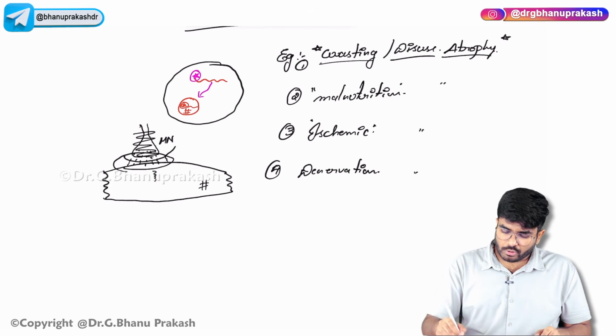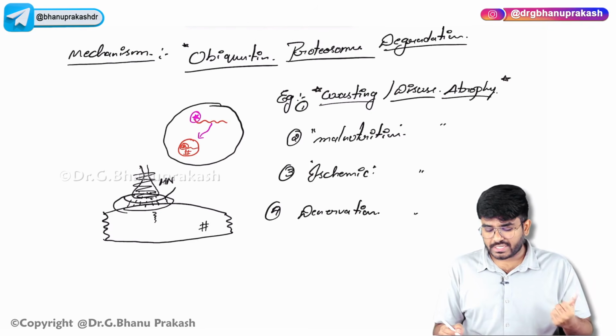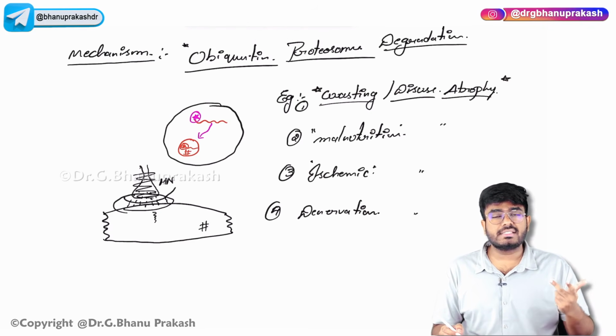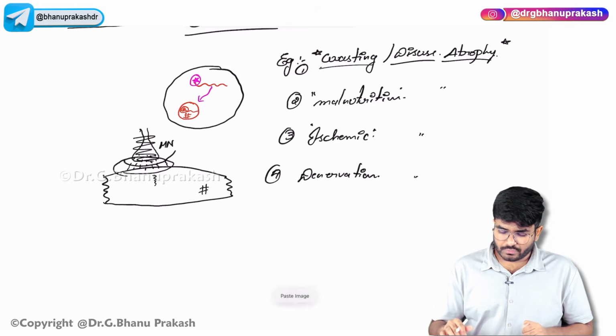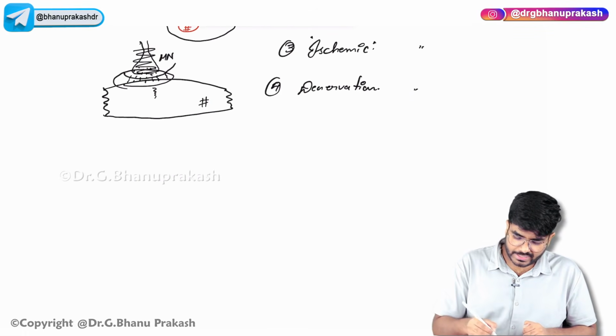Continue. So we have completed the 4 types of atrophies. What are they? Wasting atrophy, malnutrition atrophy, ischemic atrophy as well as denervation atrophy. So we have completed the 4 different types of atrophy. Now let's begin with metaplasia.